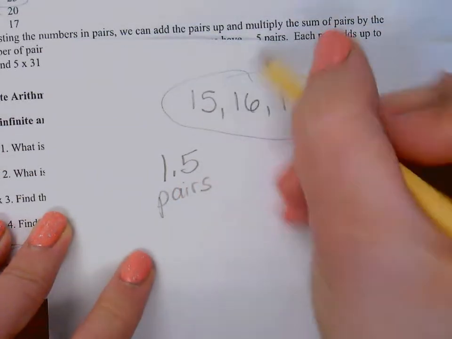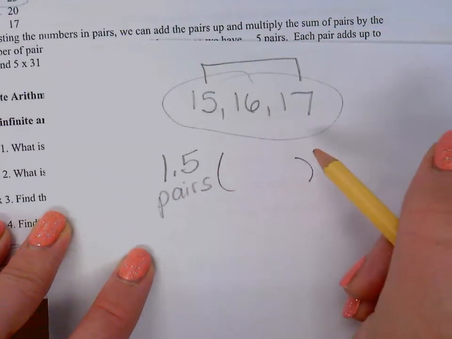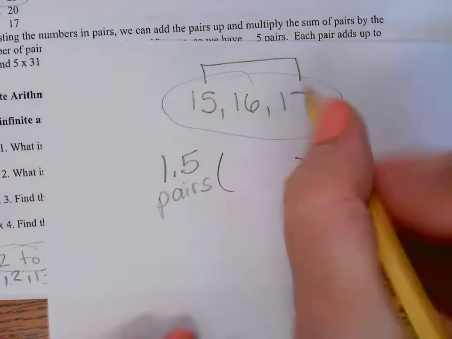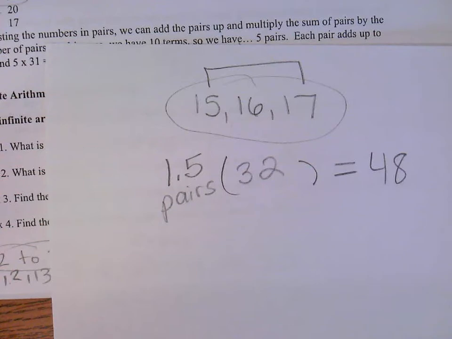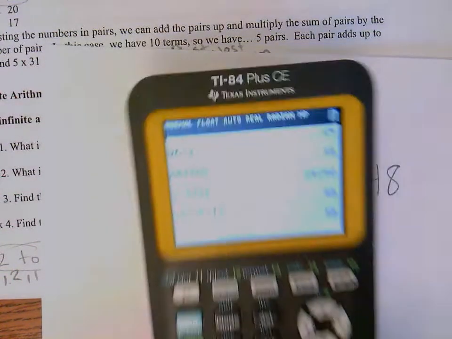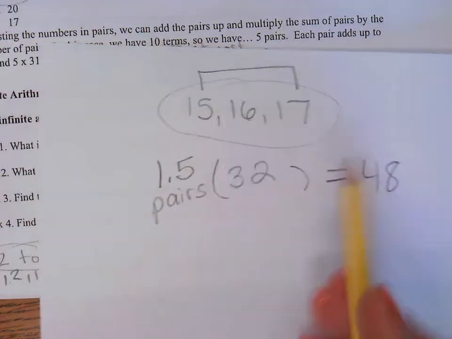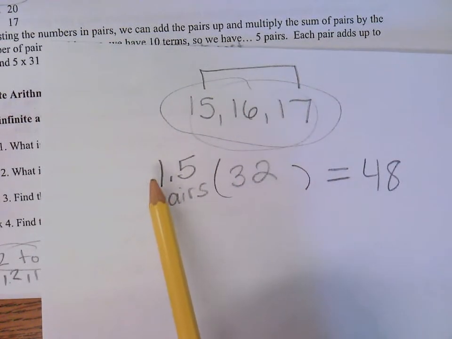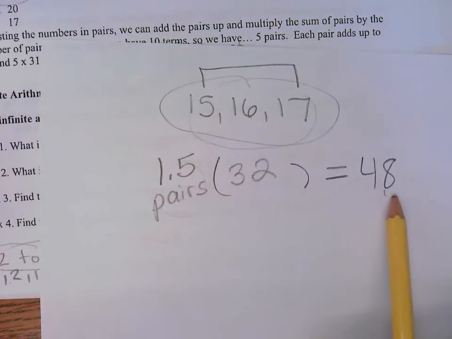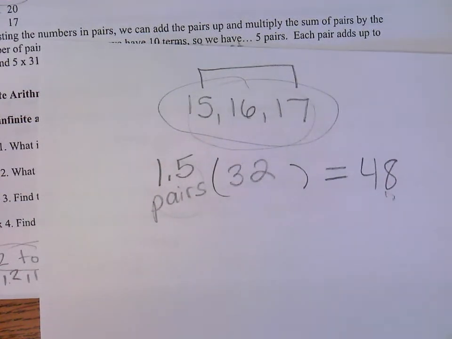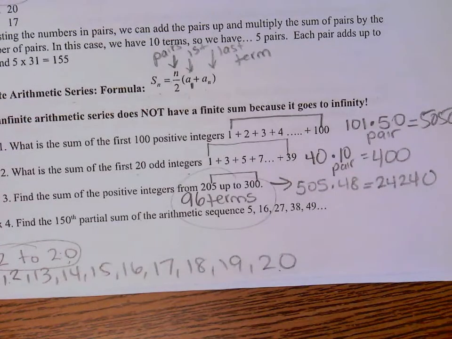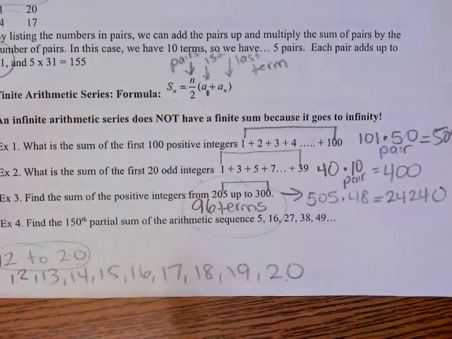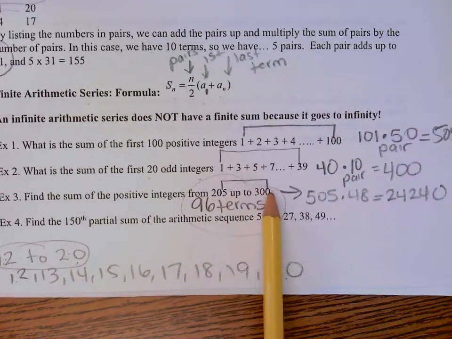All right, and then what is 15 plus 17? Is that 32, right? 15 plus 17 is 32. So 1.5 times 32 is 48. What is 15 plus 16 plus 17? Also 48. So even if you only have an odd number, you'll have 1.5 pairs and it still will get you the right sum. So this works even for an odd number of terms that can't get all paired up, which I think is kind of cool. All right, so that's what made number 3 a little bit tricky, is knowing this. If you subtract them, don't forget to add one term back on.